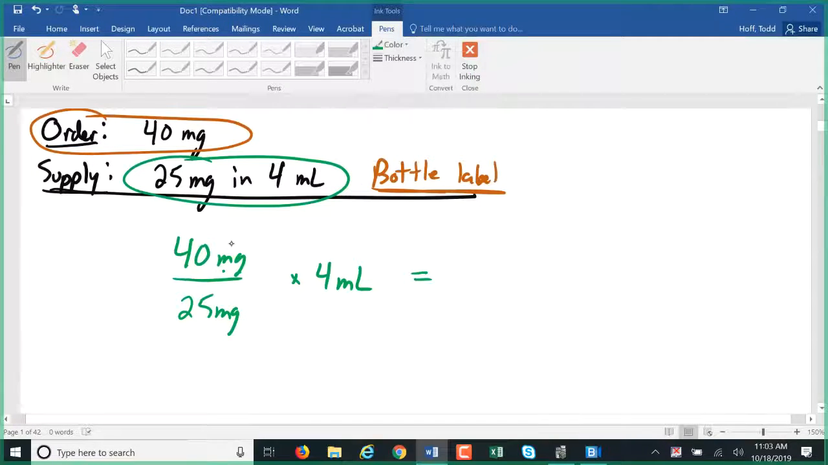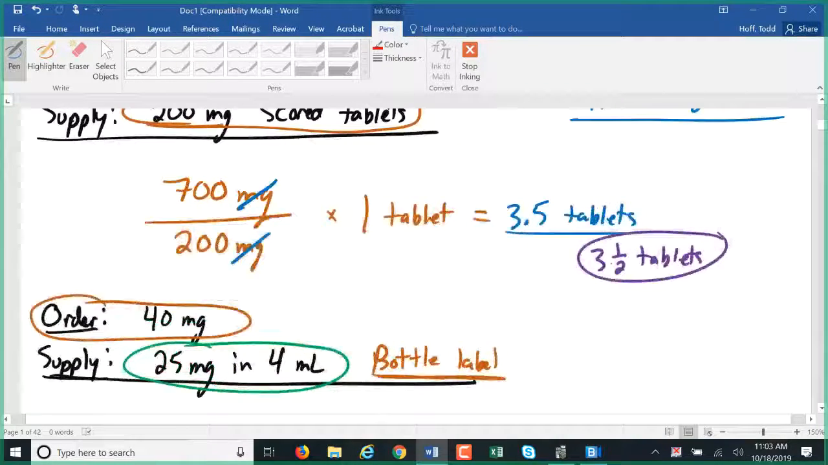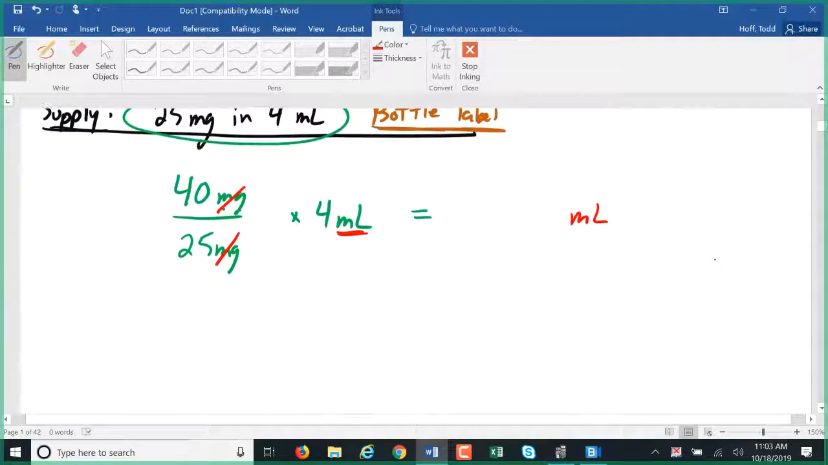So what cancels out here? The milligrams cancel out. The unit on our administered dose is always going to be the unit of the vehicle. Notice this is milliliters, so our administered dose will be in milliliters. Up here, the on-hand was in tablets, so our administered dose was in tablets. So you would do 40 divided by 25 times 4, which is 6.4. 6.4 milliliters is administered to that patient.